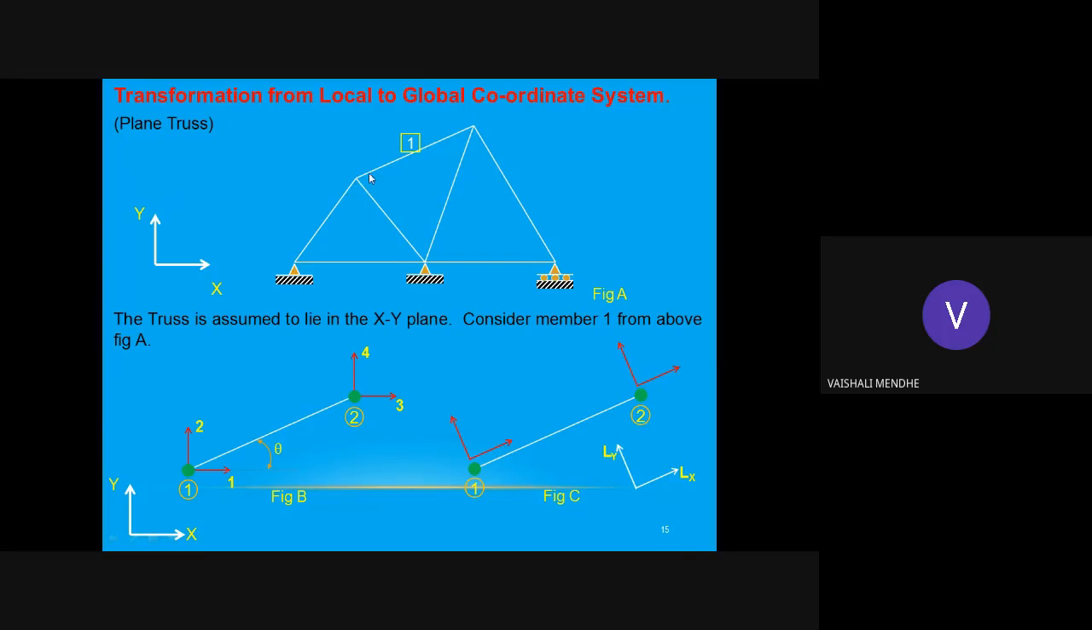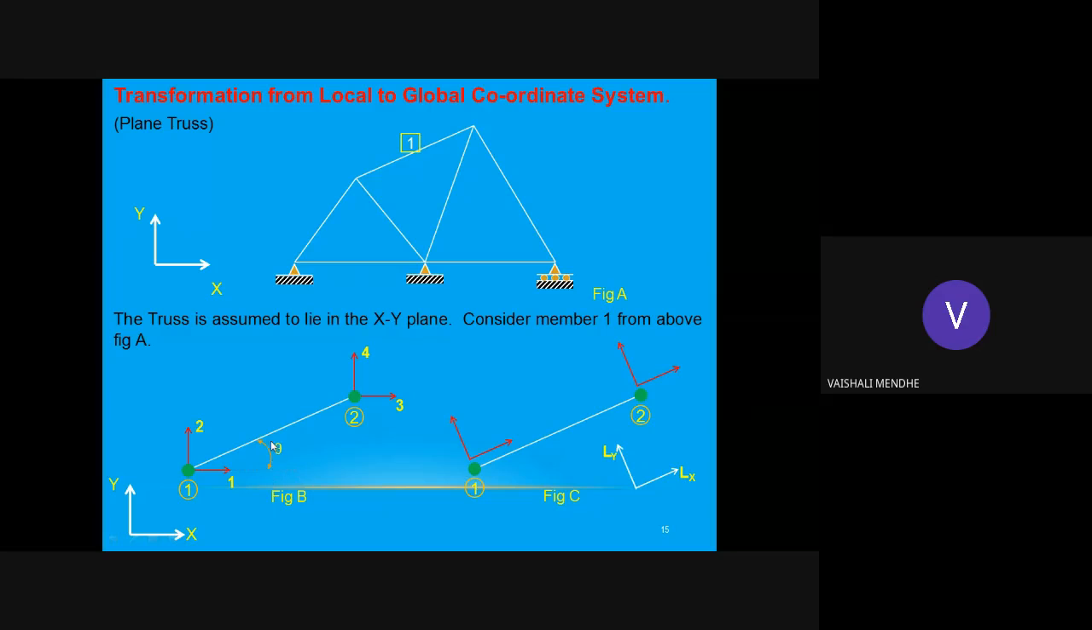You can see these members are connected with each other with the help of this joint, so we are calling it a node. For every member, this is the starting node 1 and this is the ending node 2. And you can see that this angle is theta, which is the angle between the horizontal x-axis and this member.